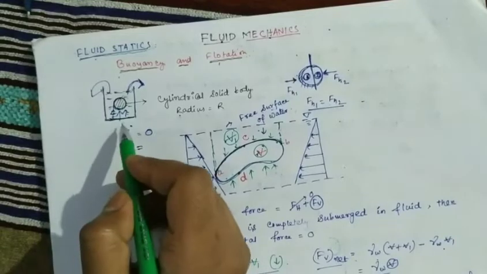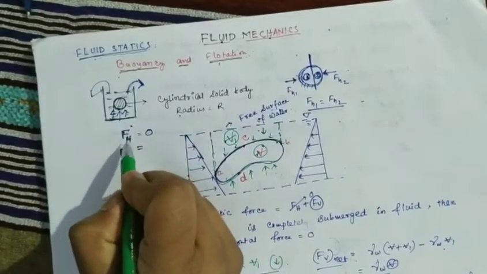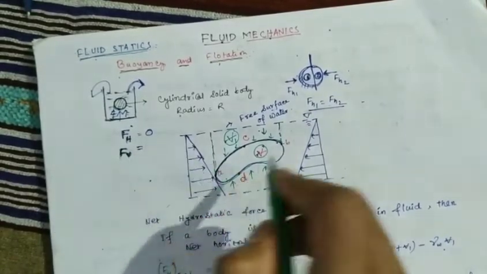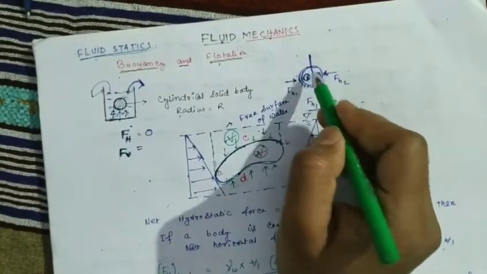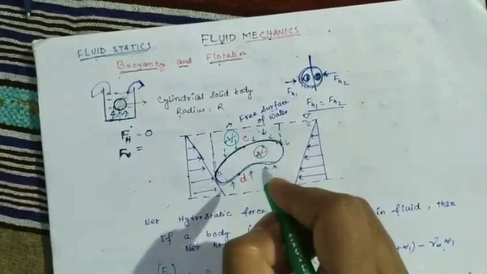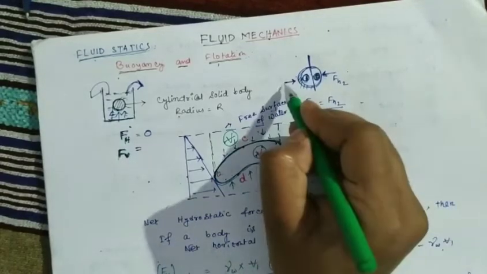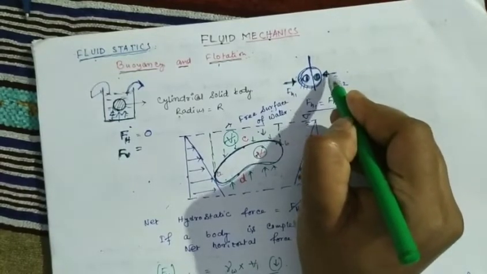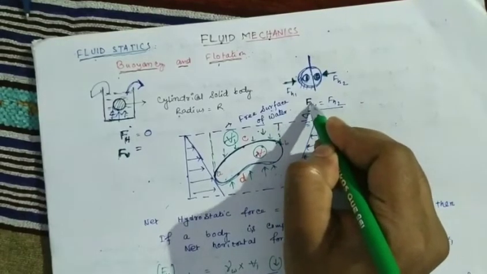Now the body will feel some kind of hydrostatic force. One is horizontal hydrostatic force, another is vertical hydrostatic force. So if I divide this body into two equal parts, suppose it is one part, it is another part, then the hydrostatic force of one side will be equal to the other side. Definitely the hydrostatic force of one side will be the same magnitude as the other side, and in this way the hydrostatic force will be neutralized.